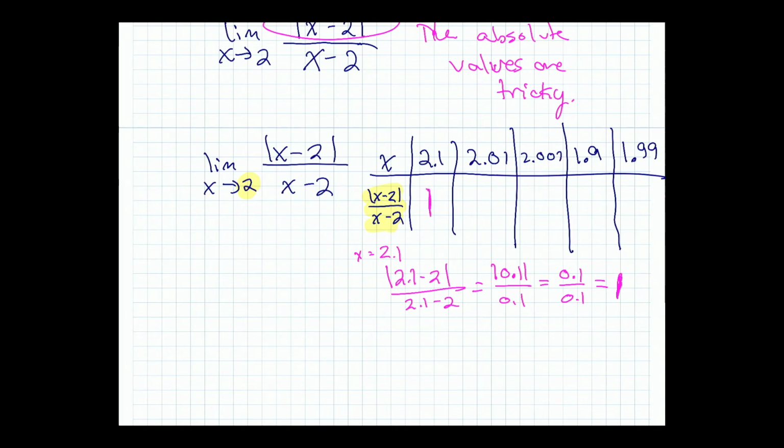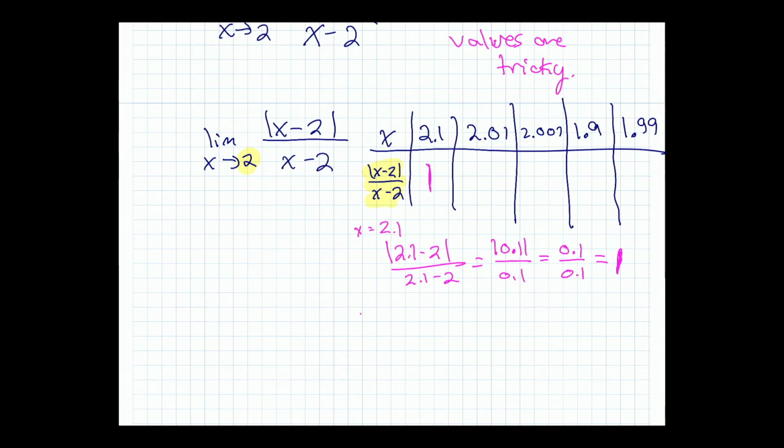Now, if you put in x equals 2.01, pretty much the same thing's going to happen. So if you go x equals 2.01, what you're going to get is absolute value 2.001. I don't know why I put an extra 0.